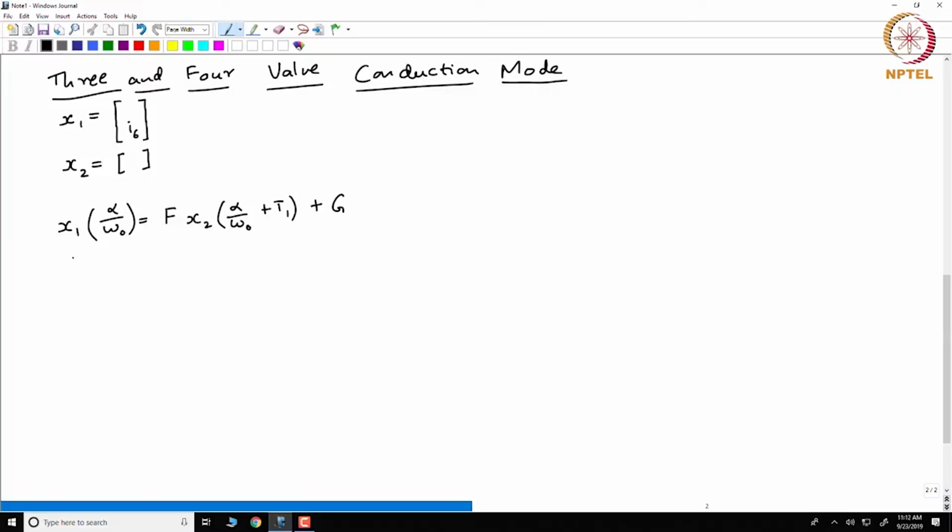If I take element wise, there are 2 elements in x1. The last element is known, I6 at alpha by omega O. This is equal to a matrix F. Now, what is the size of this matrix F? See, once I know this matrix x1 is of size 2 cross 1, matrix x2 is of size 1 cross 1. So, what is the size of F? 2 cross 1. So, it is 2 cross 1.